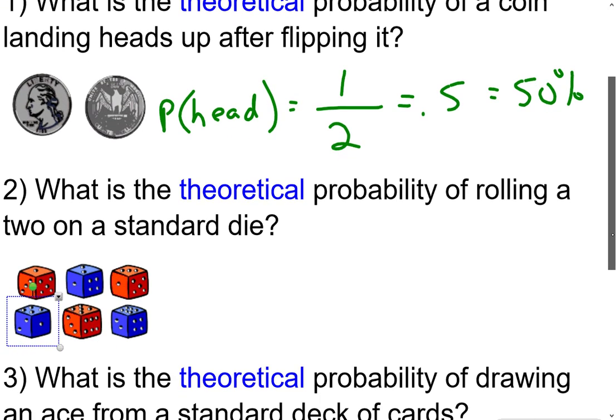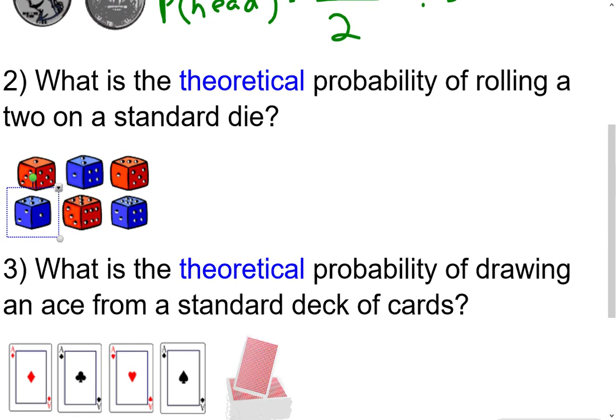Now my next one deals with a die. Some people say die for singular, some people say dice. Same thing. So I have all my dice here. There we go. And I want to know the theoretical probability of rolling a 2 on a standard die.